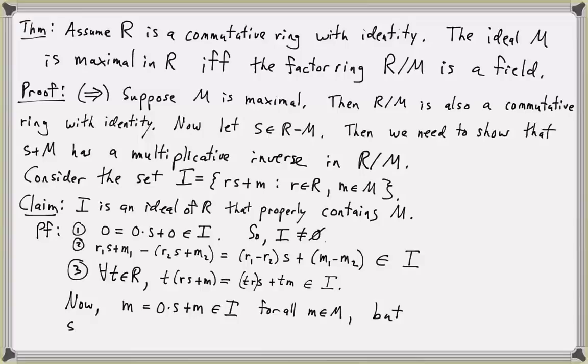So S equals 1 times S plus 0. So this is an element of I, and S is not an element of M. So thus M is properly contained in I. So it's not equal to, it's contained but not equal to I. So this finishes the proof of the claim.